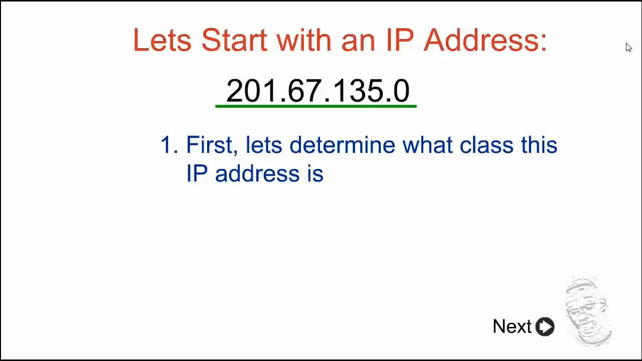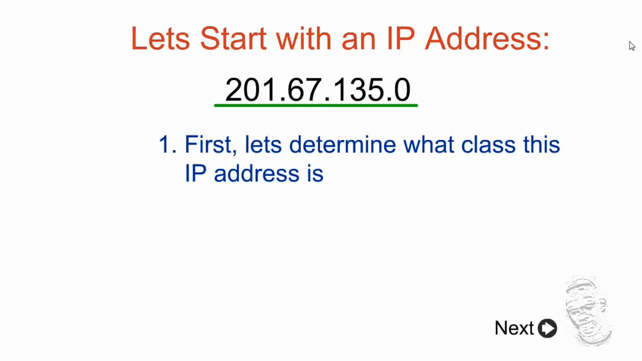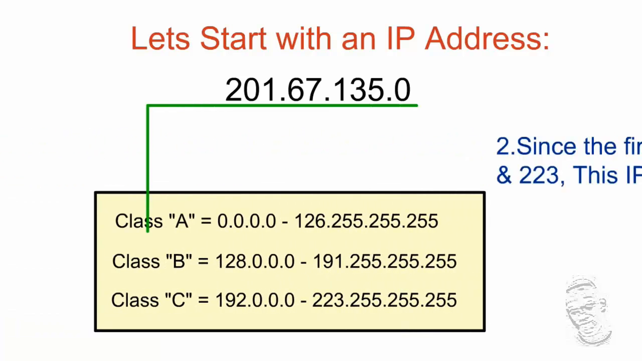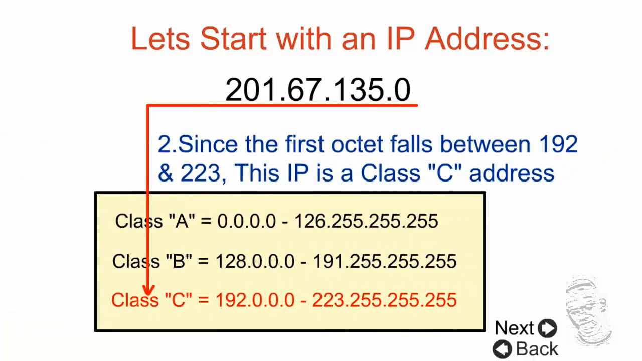201.67.135.0. First, let us determine what class this IP address is in. So we're going to go next and determine the exact class this particular IP address falls under. As we can see, this IP address falls under class C, since the first octet falls between 192 and 223. Class B addresses fall between 128 to 191, and class A addresses from 0 to 126.